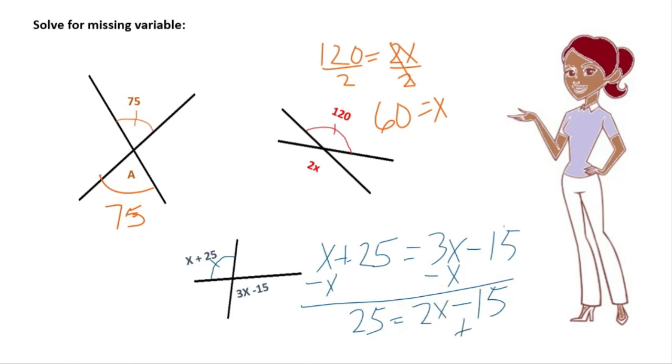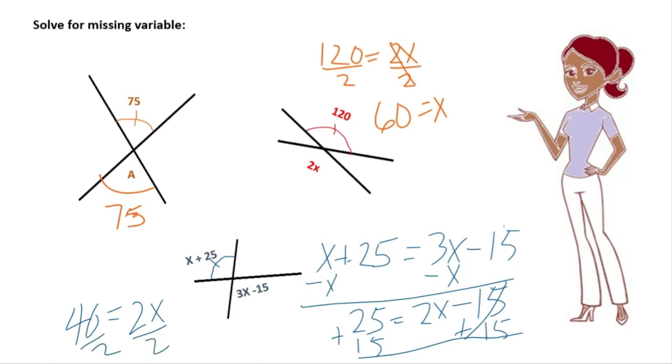So then we're going to add 15 to both sides. We would have 40 equals 2x, because the 15s cancel, and 25 plus 15 is 40. So here we divide both sides by 2, and then our x is equal to 20. So again, vertical angles are opposite angles that are congruent. They're equal to each other.